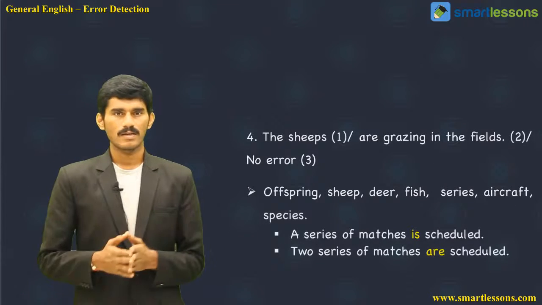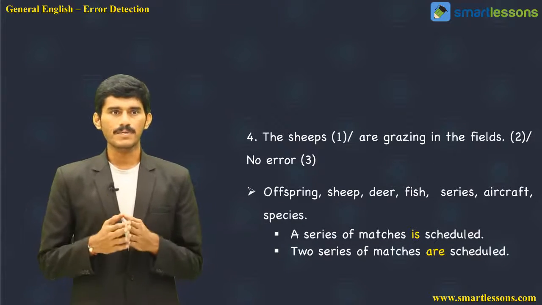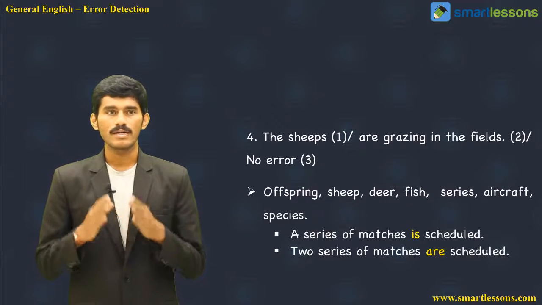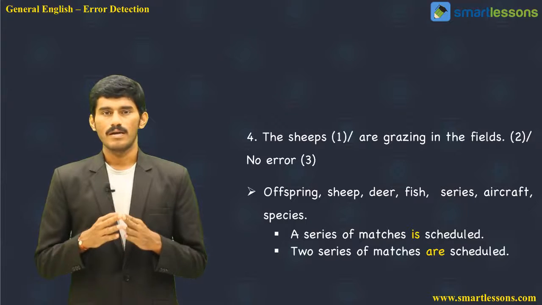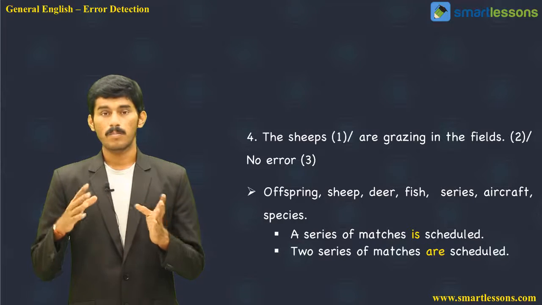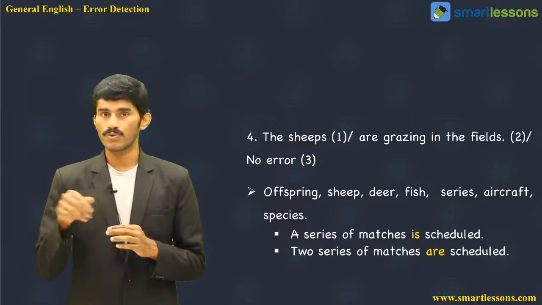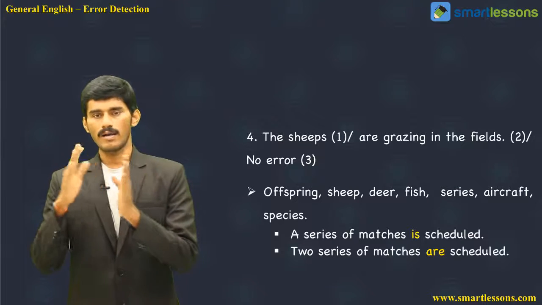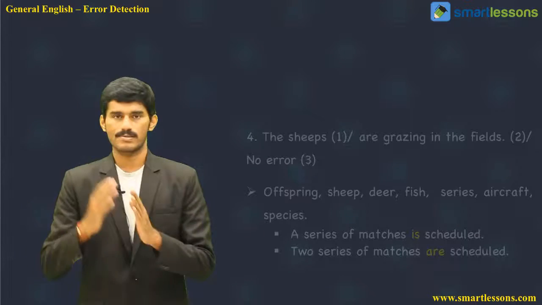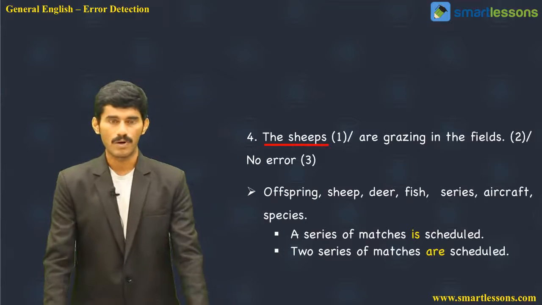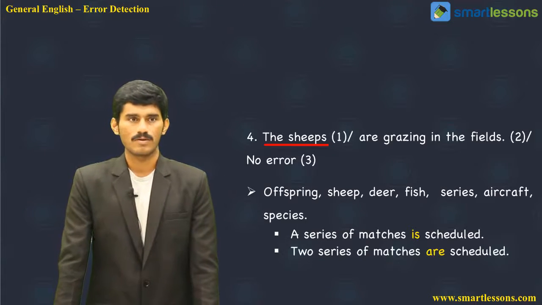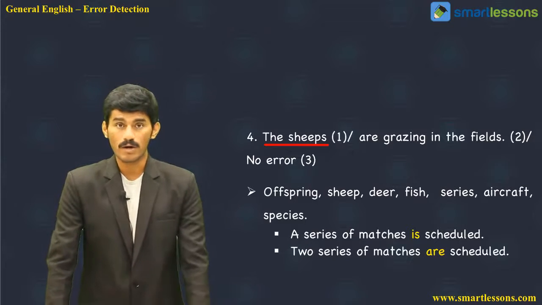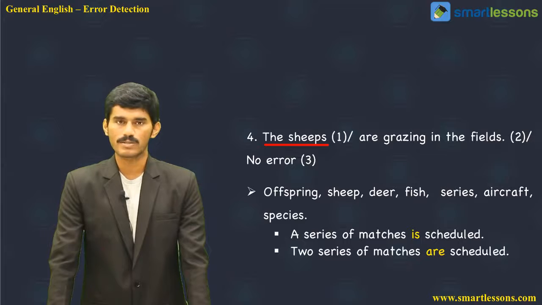Now, let's go to another sentence. The sheep are grazing in the fields. No error. Here what is the noun? Sheep is the noun. Sheep, singular, plural also sheep. Don't add S. So some words in English are both singular and plural without taking S. So like sheep, don't say sheeps. So nouns used in both singular and plural. Now let us see. Without S, some nouns are used in both singular and plural.